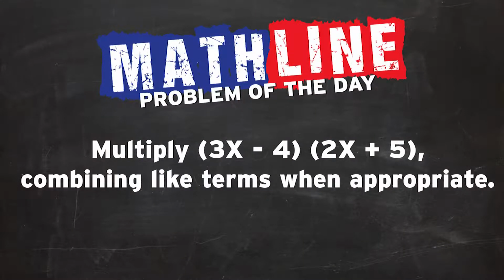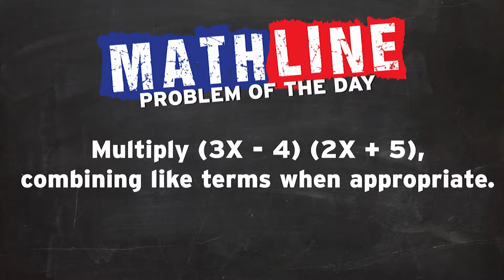To get us started, let's do a problem of the day. And it says we're going to multiply, good old algebra today. Multiply into parentheses, we got 3x minus 4 times another parenthesis, 2x plus 5, combining like terms when appropriate. Folks, we call those two things binomials because they're two-termed expressions. So we're going to multiply two binomials together.